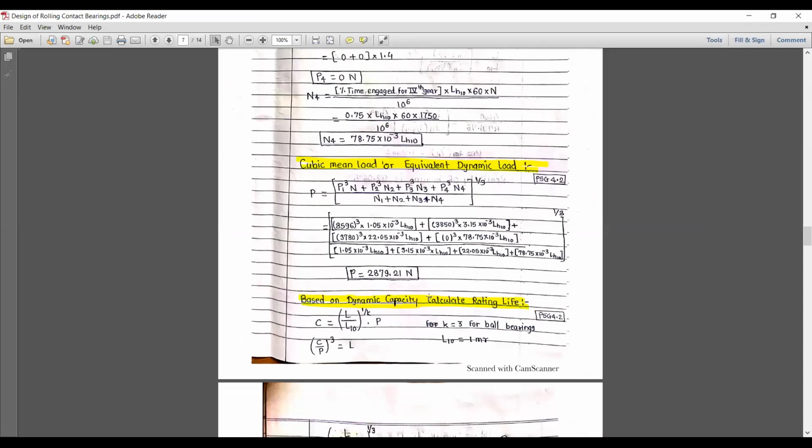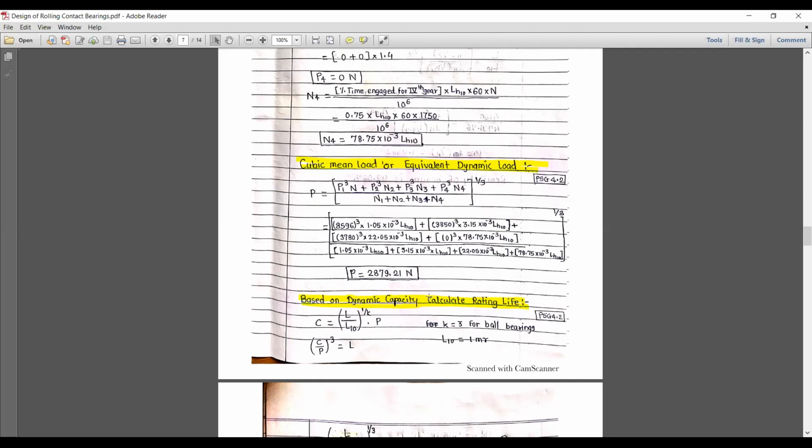पीएसजी से हम थोड़ा नोटेशन चेंज कर रहे हैं. सो P is equal to P1 cube into N1 plus P2 cube into N2 plus P3 cube into N3 plus P4 cube into N4 divided by N1 plus N2 plus N3 plus N4. और इस सब का हमें क्या निकालना है? क्यूब रूट निकालना है. Okay, so putting all the values, L10 डिनोमिनेटर और न्यूमरेटर से कैंसिल हो जाएगा. So we directly get the equivalent dynamic load.